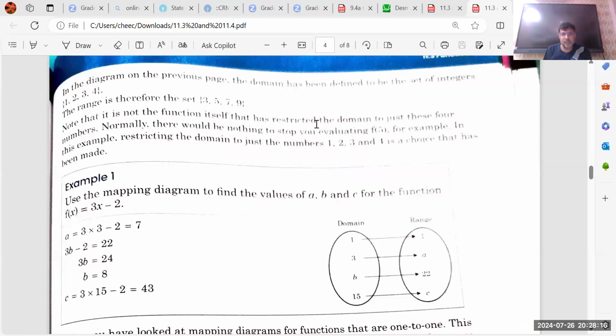Yes, read, Mr. Ray. In the diagram on the previous page, the domain has been defined to be the set of integers 1, 2, 3, 4. The range is therefore the set 3, 5, 7, 9. Note that it is not the function itself that has restricted the domain to just these four numbers. Normally, there would be nothing to stop you evaluating f of 5, for example. In this example, restricting the domain to just the numbers 1, 2, 3, and 4 is a choice that has been made.